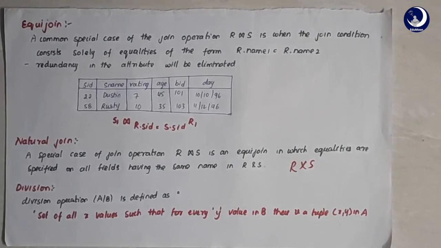The last operator that we have in relational algebra is division. What is division? A division operator A by B is defined as the set of all x values such that for every y value in B there is a tuple xy in A. I know this is a bit confusing, but believe me, it's simple. It's just that we want all the values.